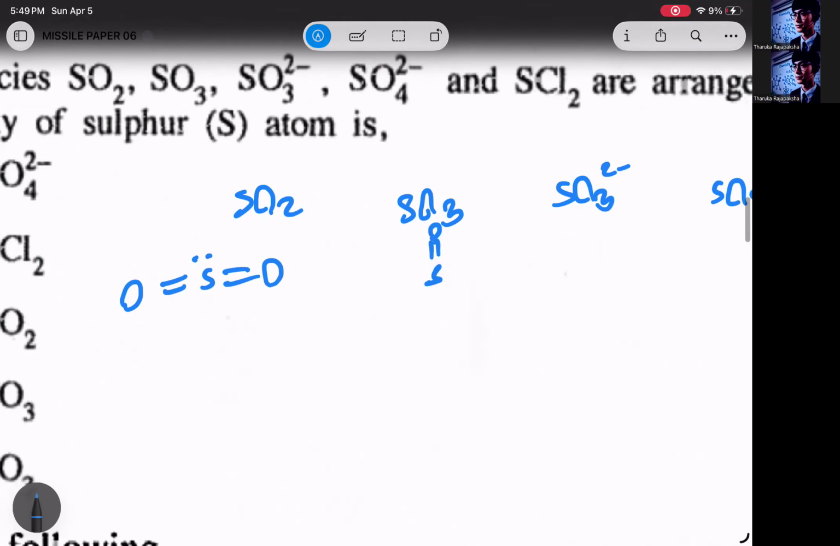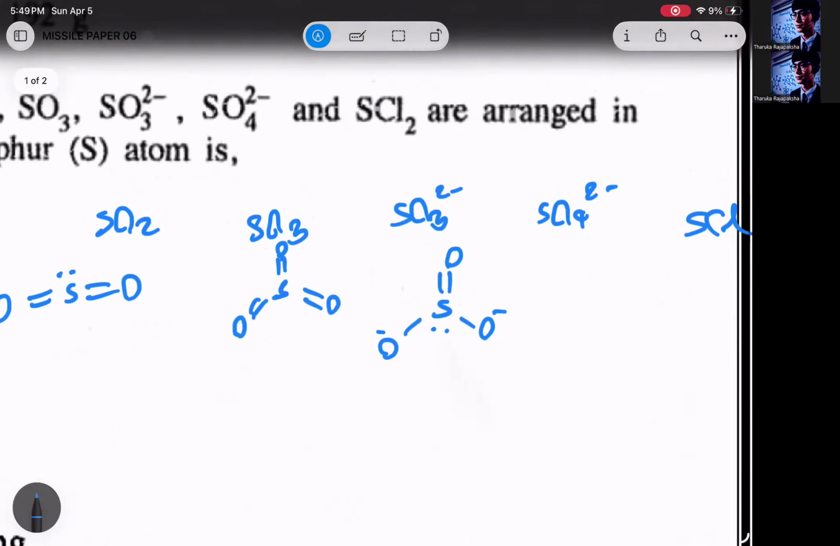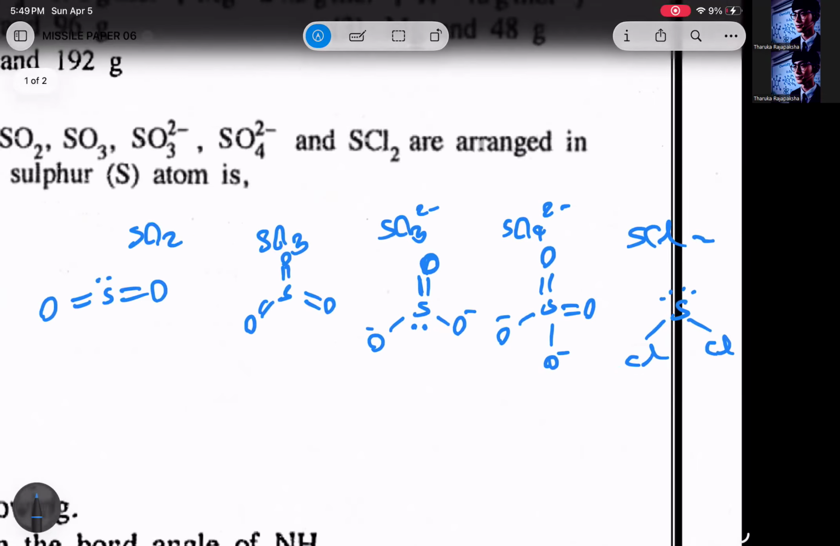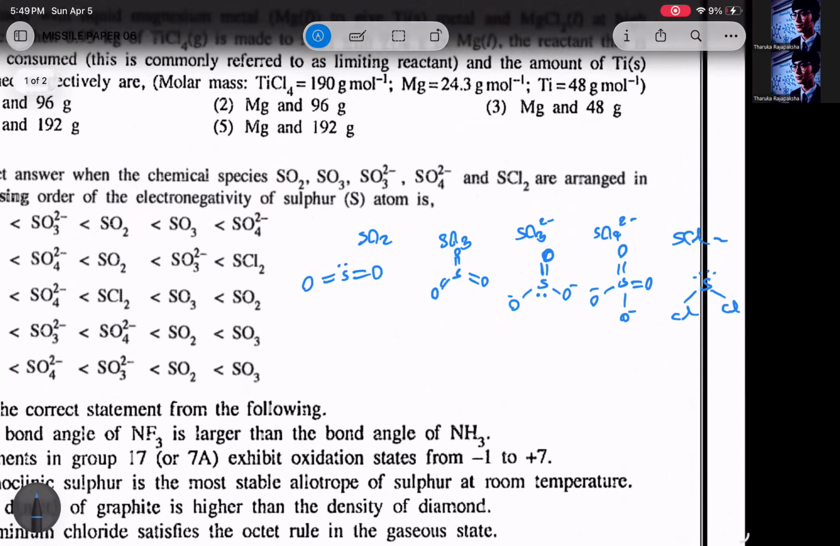So SO3, SO3 2 minus has a lone pair in the middle, okay? Don't forget that. Then SO4 2 minus, like this, and SCl2. SCl2 has 2 lone pairs. Yes, that's the structure.